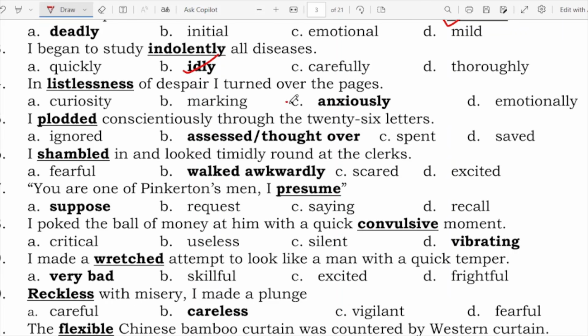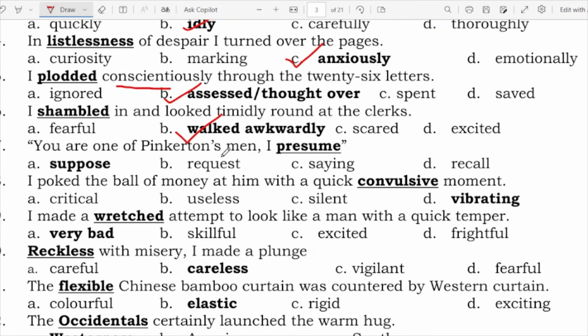Here we have anxiously. I plodded. Plodded means assessed, thought over. Conscientiously, very hardworkingly. This is another very important word. I shambled. This is another. My Financial Career. These MCQs are taken from My Financial Career. Shambled means walked awkwardly. This is another answer to the question.